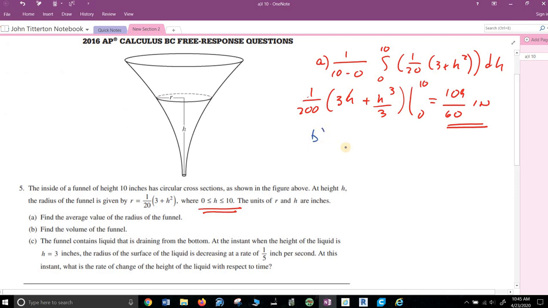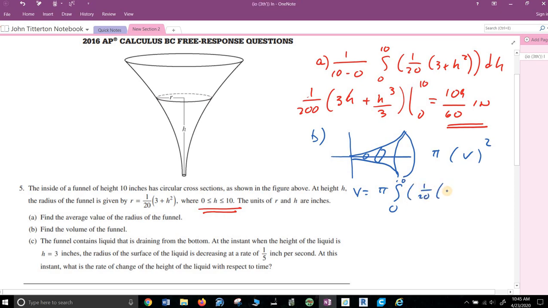Part B, people look at and say, how the heck am I supposed to know? And I say, hey, just put that on a curve, on a coordinate plane, and say, oh, those are circles. So I just need pi something squared, and it's r. So to find the volume, we go with pi out front, 0 to 10, of 1 over 20 times 3 plus h squared, squared, dh. So now again you have a little bit of math to do. You've got pi over 20 squared, 400, out front.